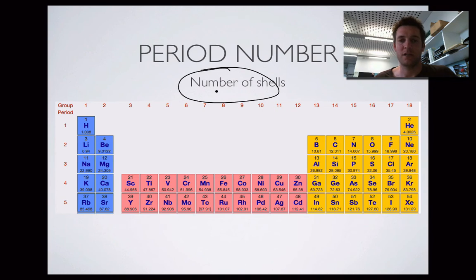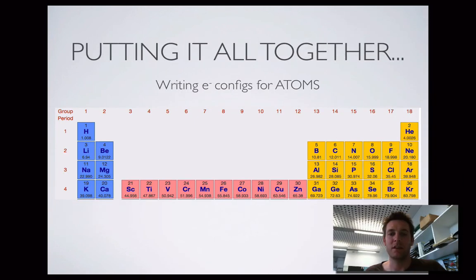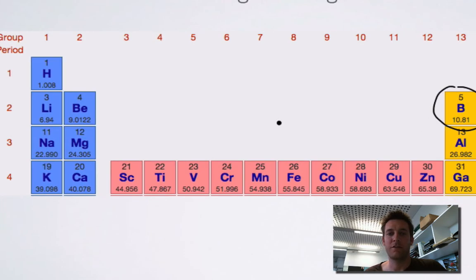Okay, so a second key point to remember. Very important, but very simple too. Okay, so now if we put these things together, we should be able to write electron configurations for atoms. So, start off, remember, number of electrons in total. Here's boron. It's got 5 electrons in total, and it's got 2 shells because it's in the second period, and it's got 3 in its outer shell because it's in group 13.